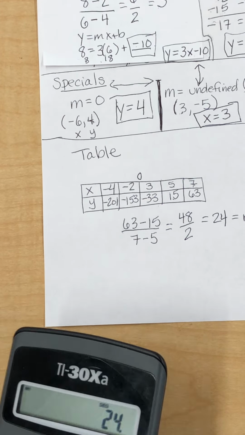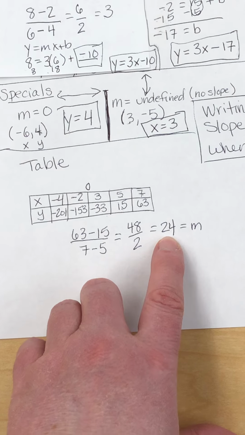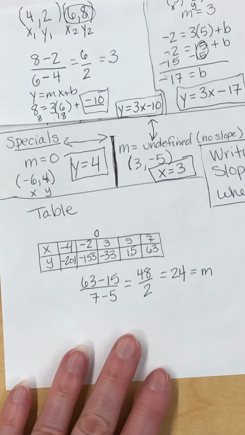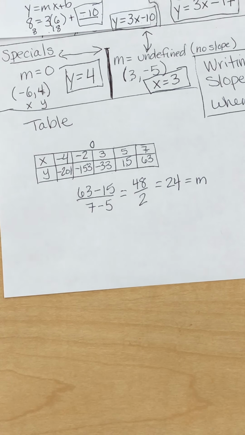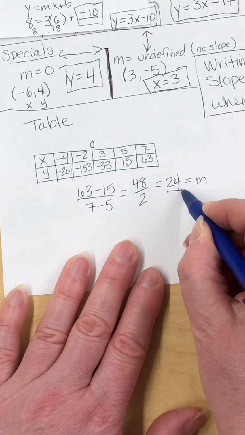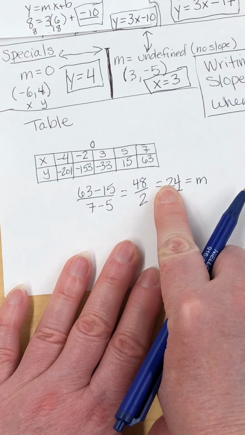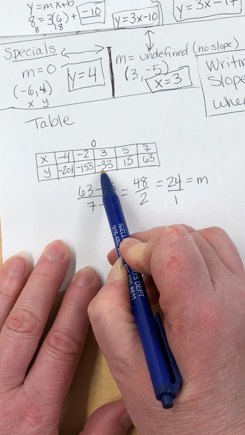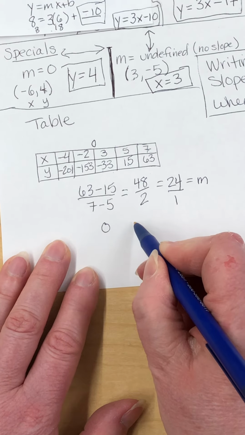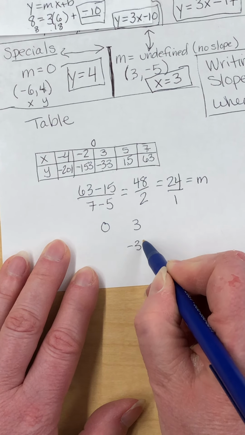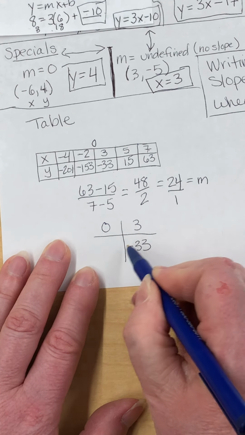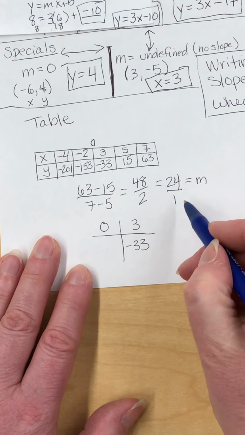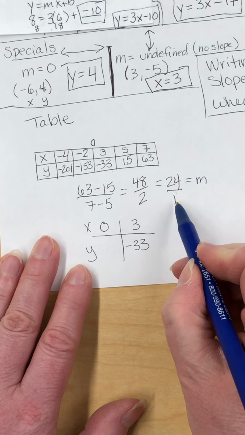Okay, so I showed you above how to take this piece of information and one of these x's and y's and actually solve it for b. Now I'm going to show you how to take the table down. So this is telling me that for every 1x, the y's go down 24 spaces. Okay, so I have 3 and -33 here, and I need to get to 0.